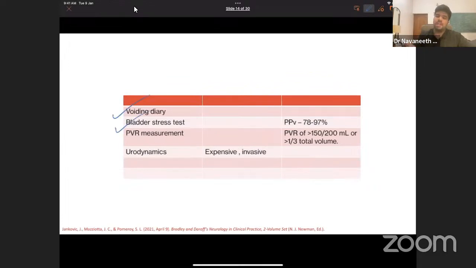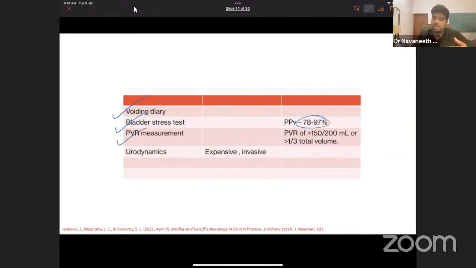Bladder stress test: make the patient stand up after he has not passed urine. After a few hours of waiting, the bladder gets filled up. Once the bladder is filled, you're going to visualize if there's any leakage. You ask the patient to spread his legs out and hold a small gauze pad beneath the genitalia and ask the patient to cough. If there's a leakage of urine, then it is positive for a stress test. It has a positive predictive value of 78 to 97%.